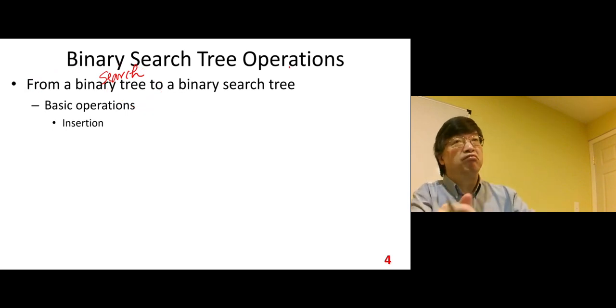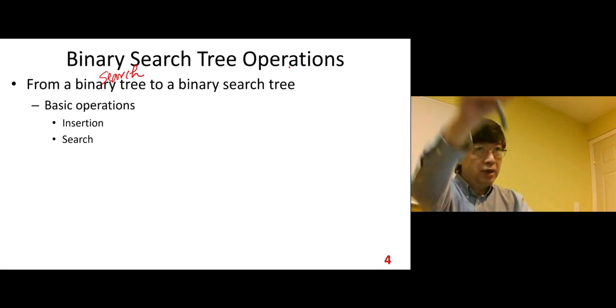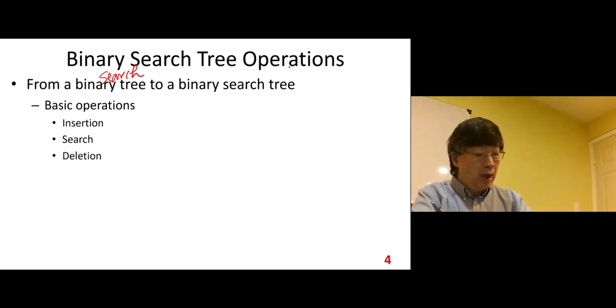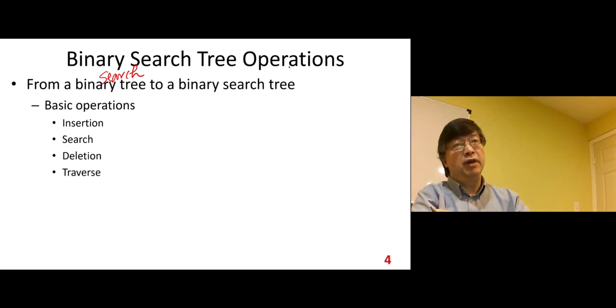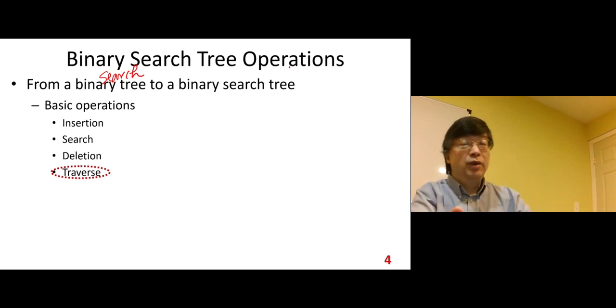First, insertion. Then the search operation. Given a key, we want to find a node containing this key in the BST. Deletion: sometimes we need to delete a node containing a given key. Traverse: we did that in the last part. Now let's do the insertion first.